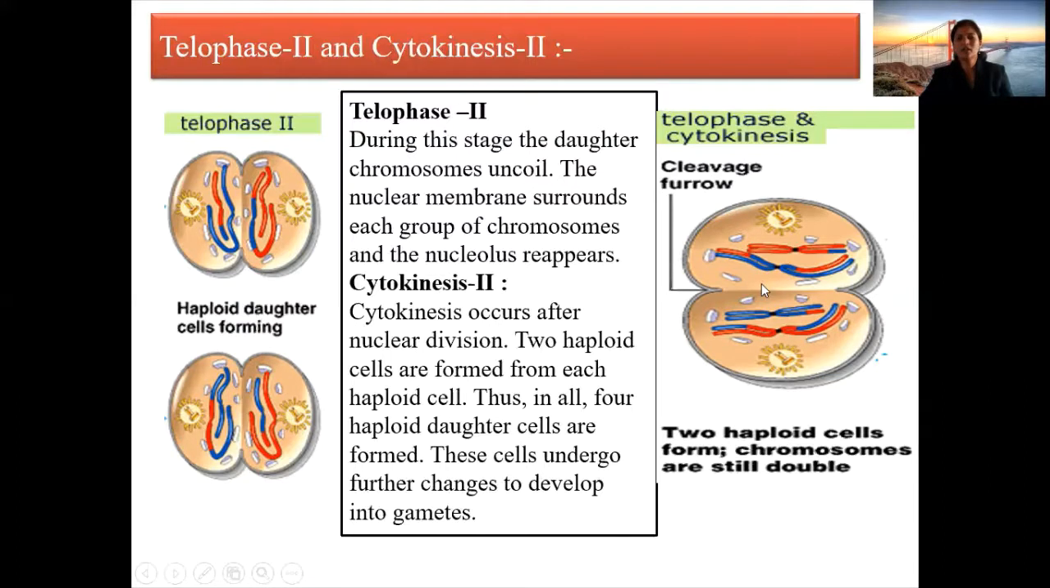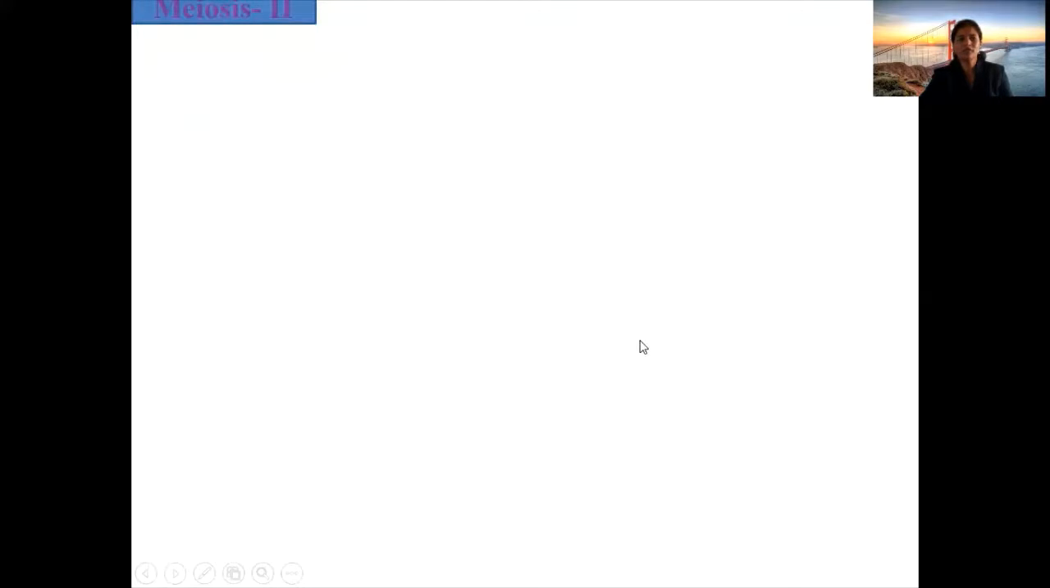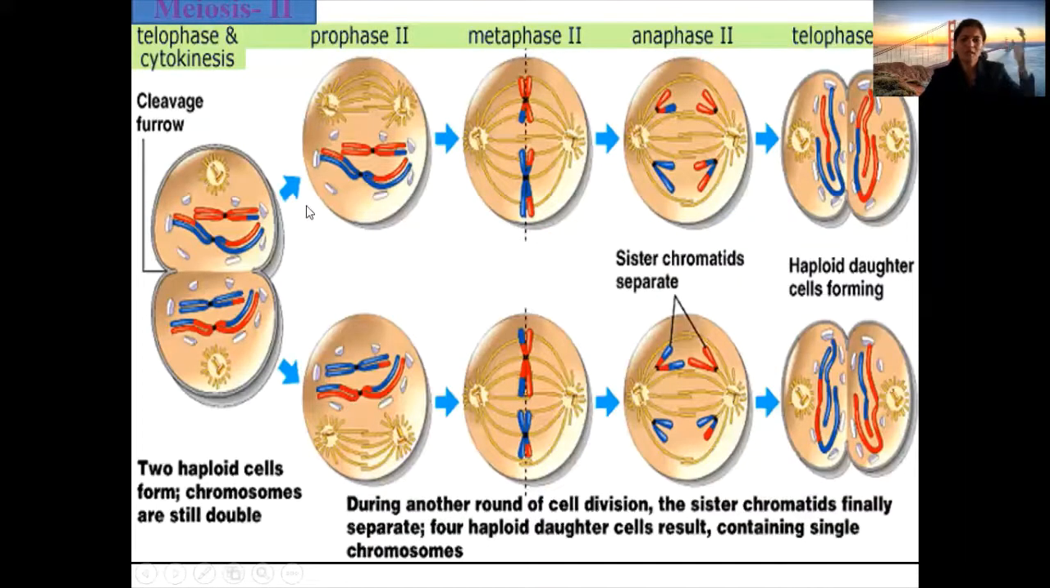And due to that, the cytoplasm of the cell gets divided into 2 daughter cells equally. And finally, two cells are formed. 2 haploid cells are formed. In case of meiosis 2, in this figure you have to observe that 2 haploid cells are formed and chromosomes are still double in case of telophase and cytokinesis 1.